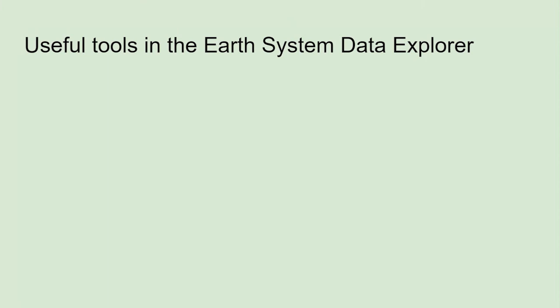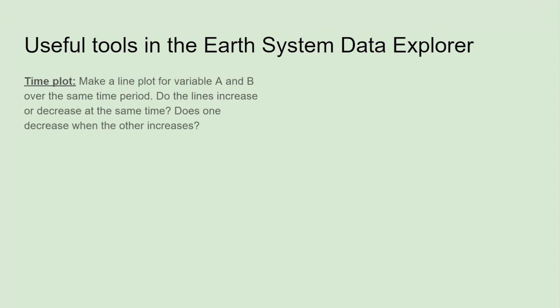So when you're looking at correlation and collocation, there are a couple useful tools in the Earth System Data Explorer that you can use to look at these types of evidence. For correlation, you want to look at a time series line plot for variable A and B. You want to make a line plot over the same time period and at the same location for each plot, the location that you're interested in. When you look at these plots, you want to ask, do these lines increase or decrease at the same time? Does one increase while the other decreases?